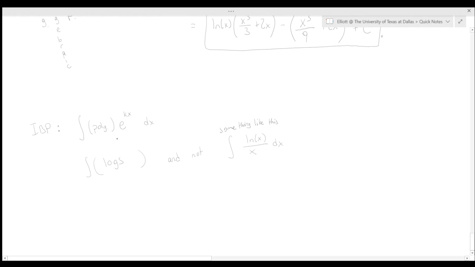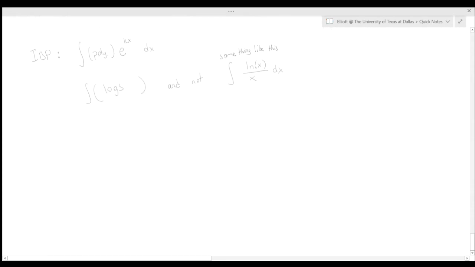But aside from these two types of integrals, you're pretty much never going to do integration by parts on anything else. Okay? And so that's really why I only put the two examples in my review, because these are the only two types of integrals that you'll see where you'll need to do integration by parts. Okay?